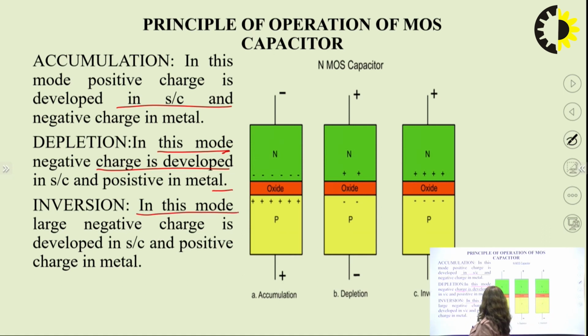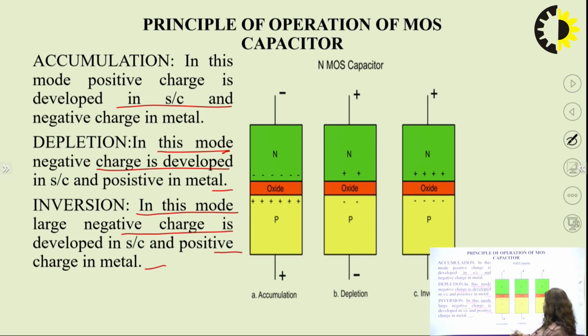In the inversion, in this mode large negative charge is developed in the semiconductor and positive charge in the metal, because we are taking a P-type substrate as the semiconductor. So large negative charge is accumulated in the P-type substrate and positive charge in the metal. So it is an inverse process of the accumulation process. So we have three diagrams showing accumulation, depletion and inversion here.